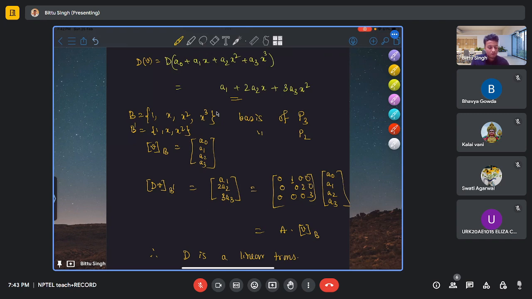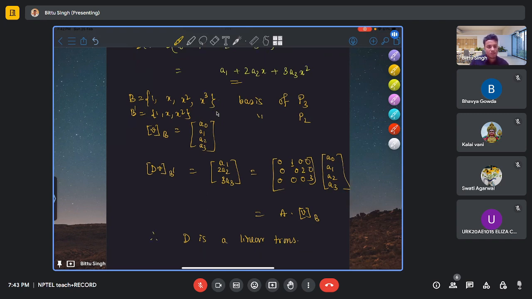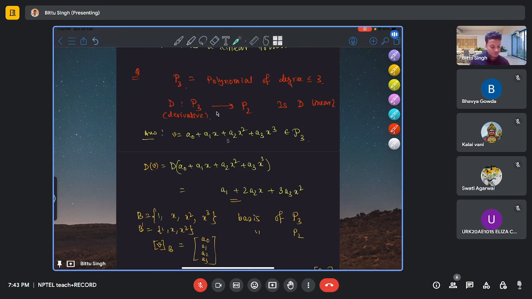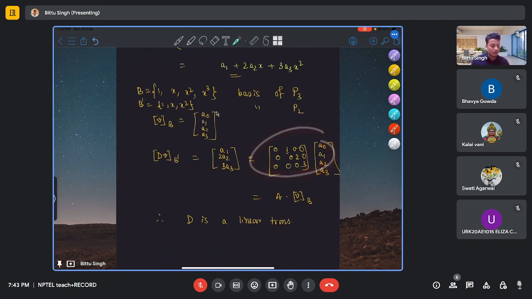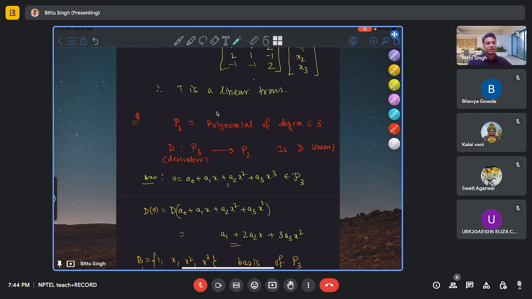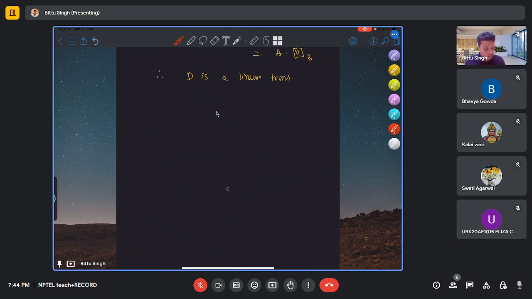If you can write it as multiplication with some matrix, then it will be linear. I am using that thing again. Though it seems hard to write with this multiplication, eventually it will be much easier to check. If this can be written as some matrix multiplication, then it will automatically be a linear transformation.